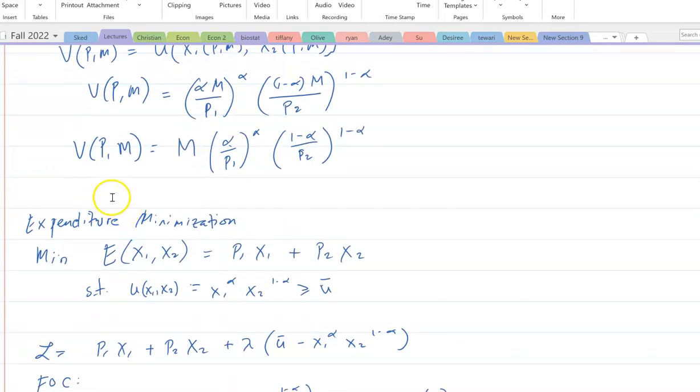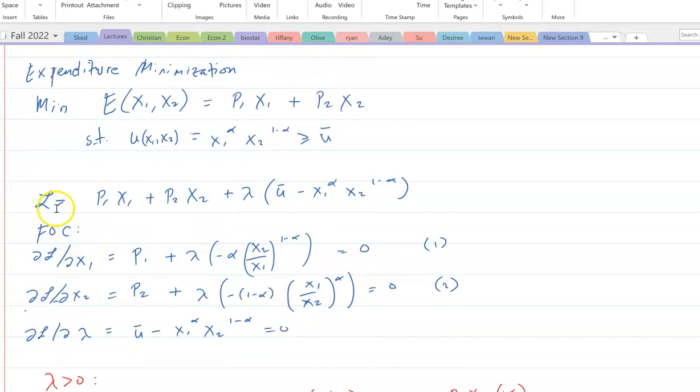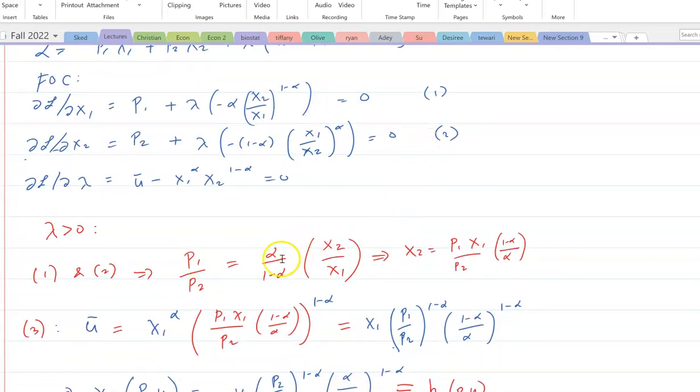Now let's look at the dual problem. Expenditure minimization. We want to minimize the expenditure subject to the constraint that your utility will be at least u bar. So we form again the Lagrangian and we take the first order conditions. Taking the derivative with respect to x1 and x2, you can notice that those two equations will yield the same result as the utility maximization problem.